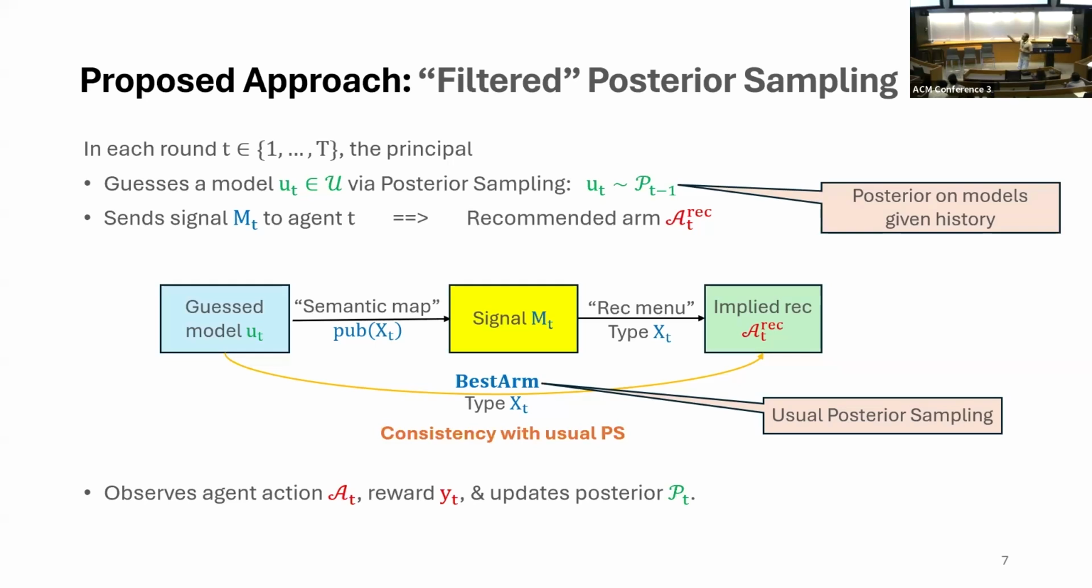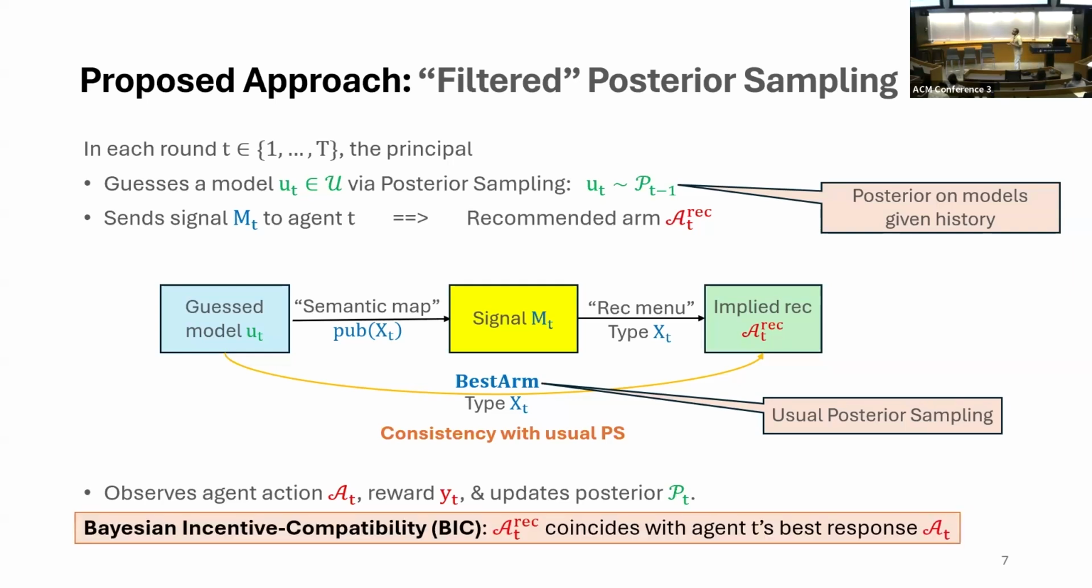Once this step is done, this illustrates how signals are generated given the principal's private information. Once the agent sees the signal, they take an action AT. The principal thereafter observes the action AT and the reward YT that it generated and updates its posterior PT. So that's essentially the protocol.